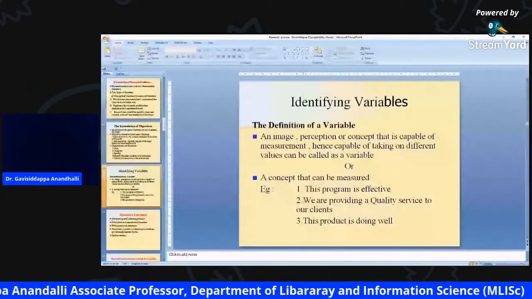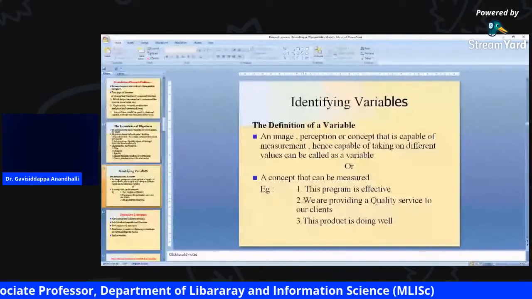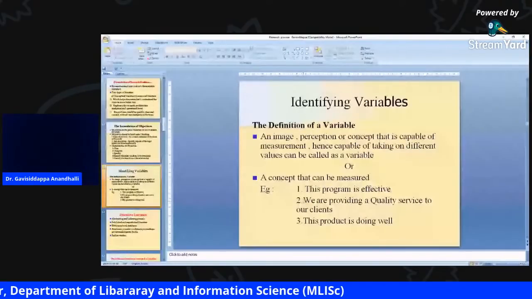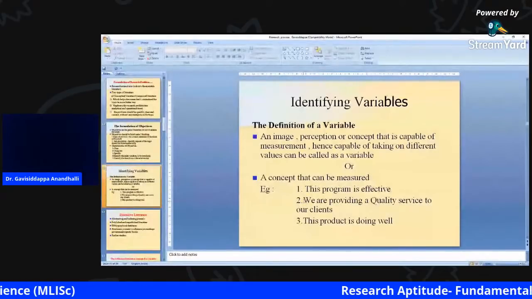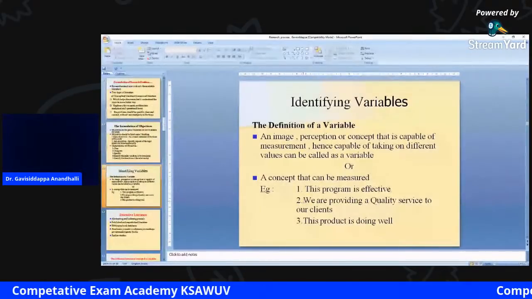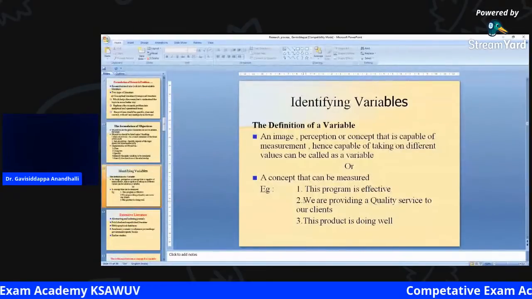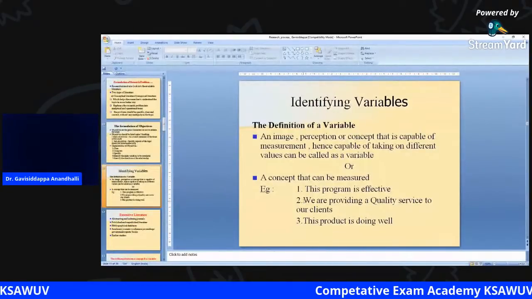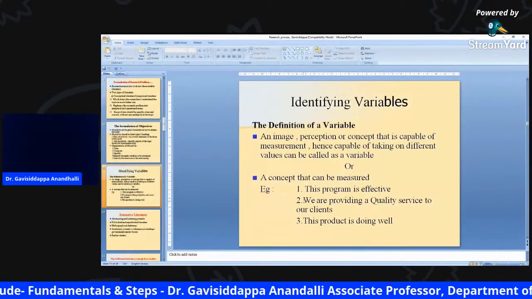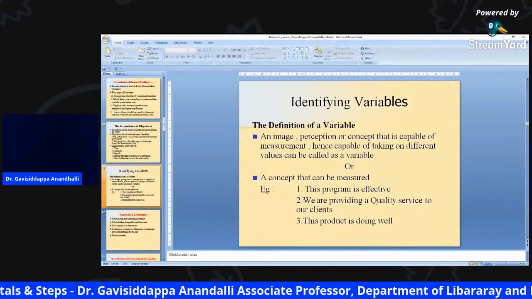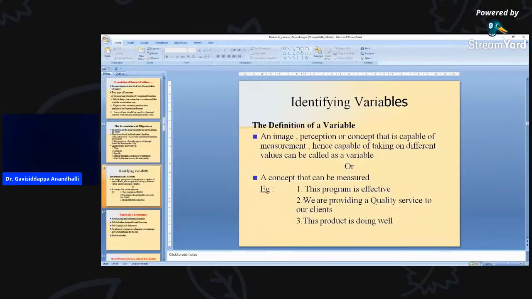This program is effective. So you can measure the perception about the effectiveness, which is also one kind of variable. It is a dependent variable. It can be measured in terms of numerical value. We are providing quality services to our clients. It is also one of the variables. The quality of service is also something that can be measured. This product is doing well.